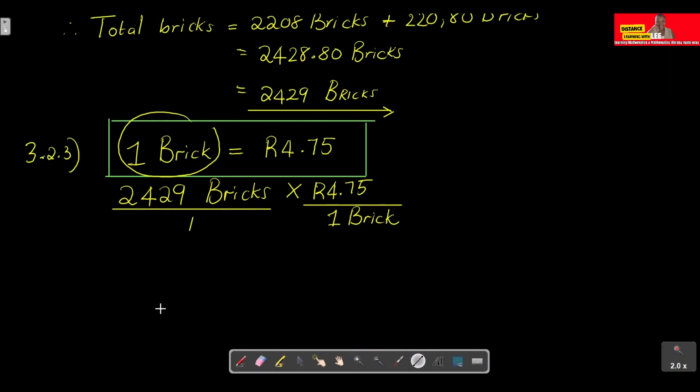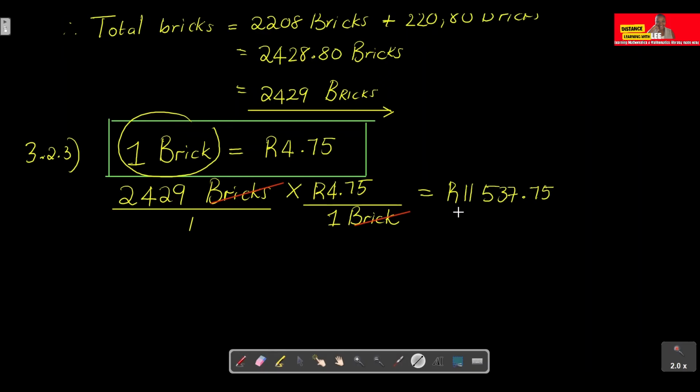This method is amazing because it helps you see which values are canceling. The bricks are canceling, to help you see that your answer is supposed to be in units of rands, because you want to determine the total price that you'll have to pay. So all you need to do is punch this into your calculator. You will just take 2429 multiplied by 4 rand and 75. If you punch this into your calculator, how much will you pay for these bricks? You will pay 11,537 rand and 75 cents.